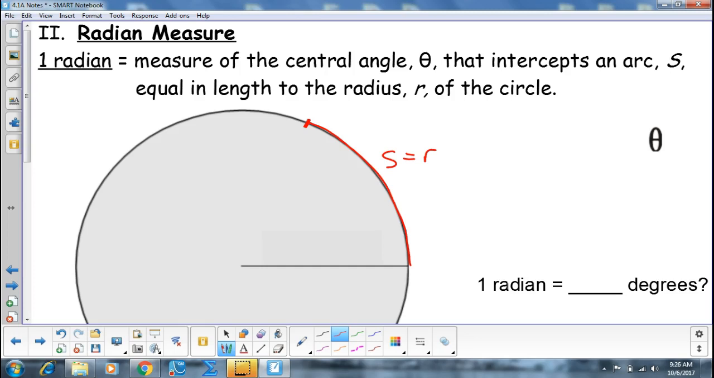What a radian is, then, is this angle here is theta. It's the angle measure that it takes you to get that arc length.